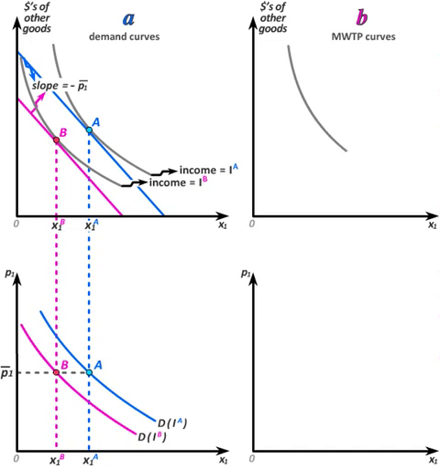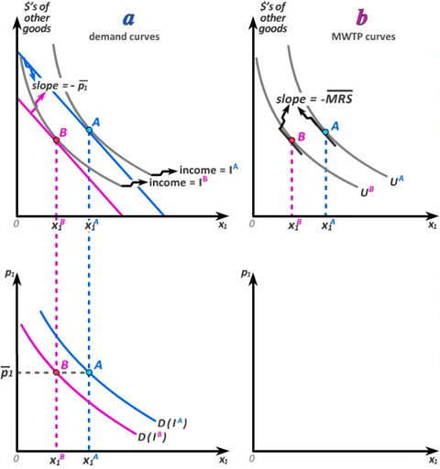In panel B, we'll now do something analogous for compensated demand curves, or what we've called marginal willingness to pay curves. And we begin with an indifference curve that we label UA. We'll label bundle A as one of the bundles that resides on this indifference curve, and we'll label the marginal rate of substitution at bundle A as MRS bar. We then choose a second indifference curve and label it UB. And we choose point B on that indifference curve as that bundle that has the same marginal rate of substitution as the one that we had at bundle A.